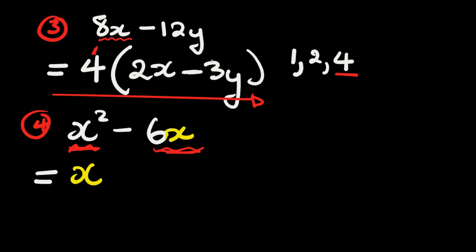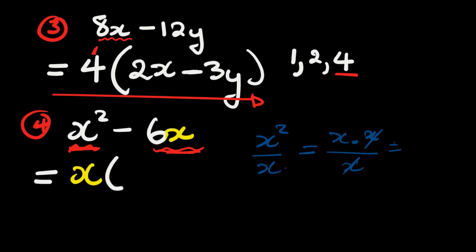Alright, so now open bracket. Then I will say x squared divided by x. What do we get? So we know this is x multiplied by x. Take out 1x, we are left with only 1x here. So coming back to fill in our answer, we are left with x.